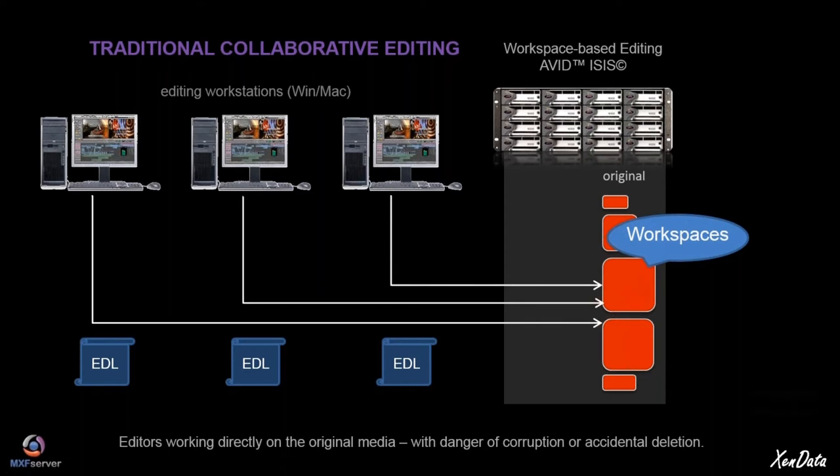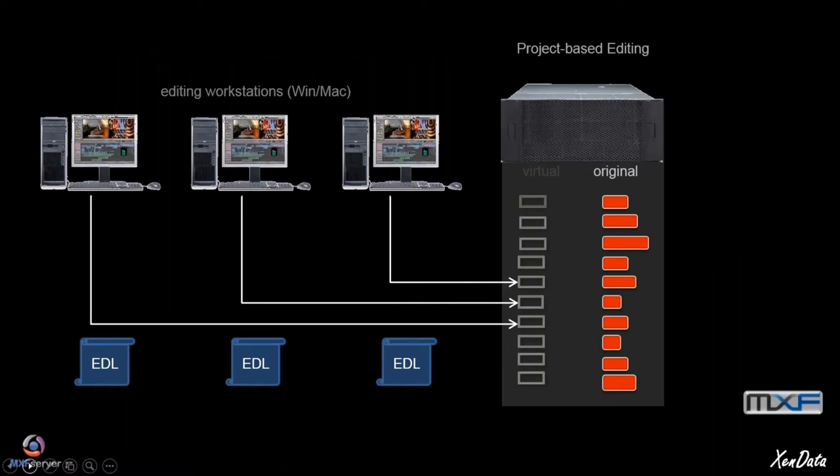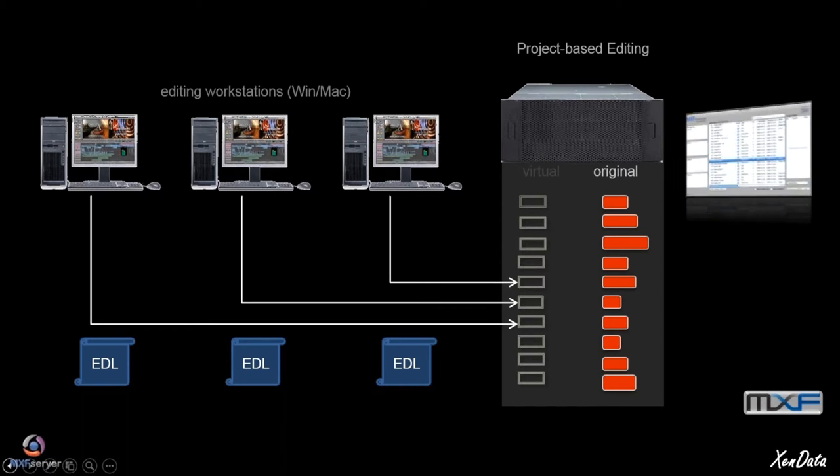So this is the current, or this was the state of the art until a couple of years ago, actually a few more years than that, but we have now in MXFserver a different concept, and this different concept has to do with project-based editing. Project-based editing basically has the same containers where the media goes and the projects go, but the original materials are never touched by the editors. There is this other layer, a virtual layer, that creates a container that is essentially a mirror image of the original materials, but every user has its own virtualization.